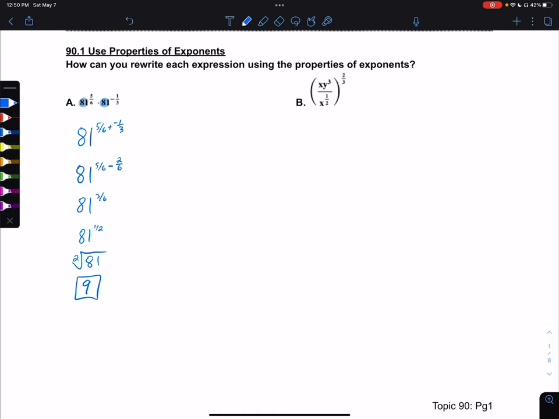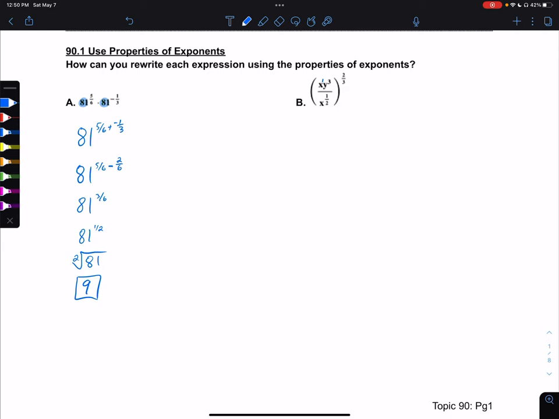Part B, I'm going to show you 2 ways to do part B, and I want you to notice that there are usually going to be multiple ways to do these problems depending on what properties you apply first. So looking inside the parentheses, we want to make note to ourselves that that y is with the 3rd power, that x has a power of 1. Okay, that 3 only applies to the y.